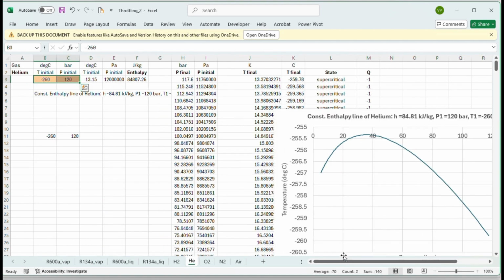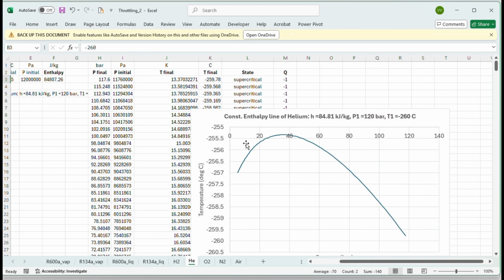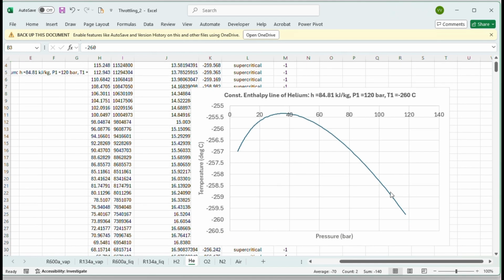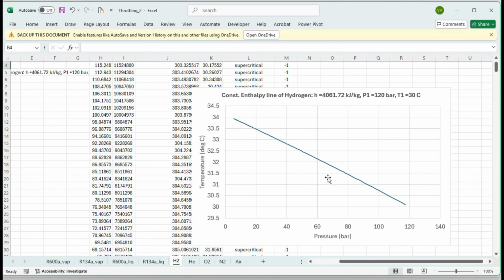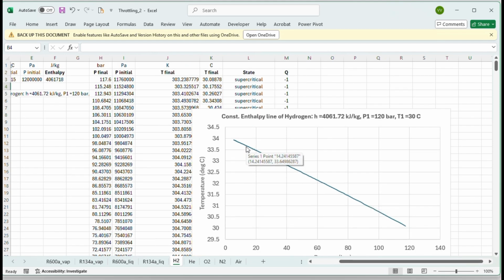For helium, now we see the inversion curve. So if you are in this part of helium, you will be heating up. If you're in this part of helium, you'll be cooling. So helium is kind of different. Hydrogen, again, also mostly heating up. So if you're using helium and hydrogen, you'll be mostly ending up heating using expansion.